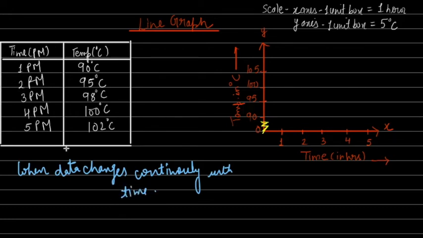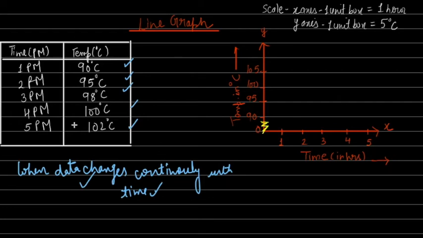If you see the temperature, at 1 p.m. the temperature is 90 degrees Celsius, then at 2 p.m. it is 95 degrees Celsius, at 3 p.m. it is 98, at 4 p.m. 100, and at 5 p.m. 102 degrees Celsius. So with time, the temperature is also changing. It's rather increasing, right? So when the data is changing continuously with time, we plot a line graph.